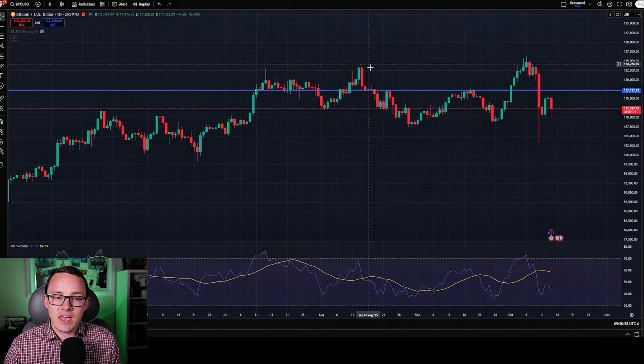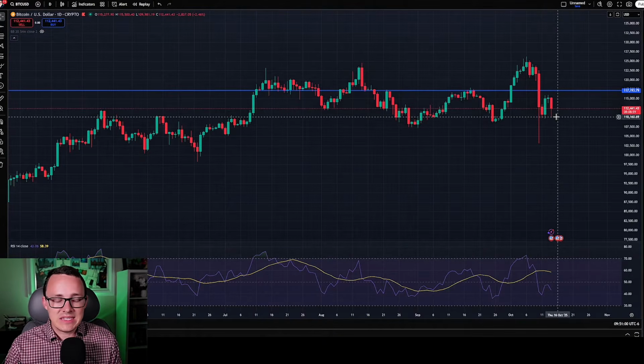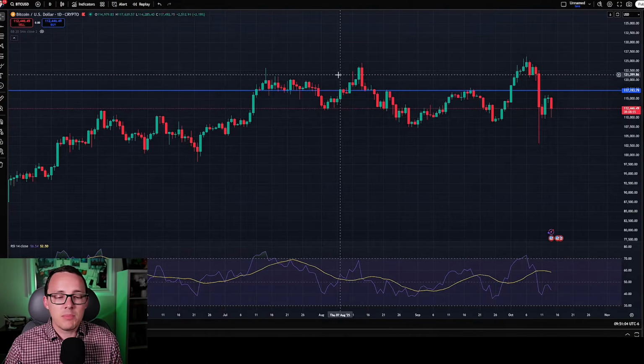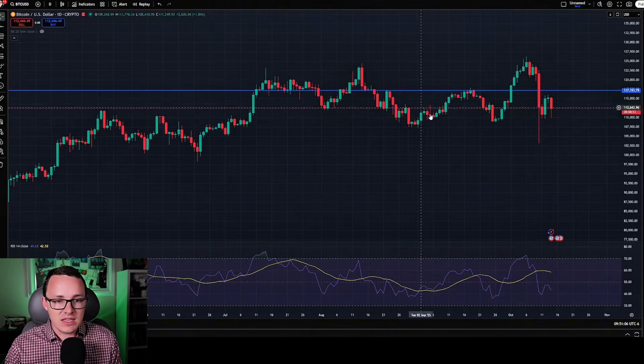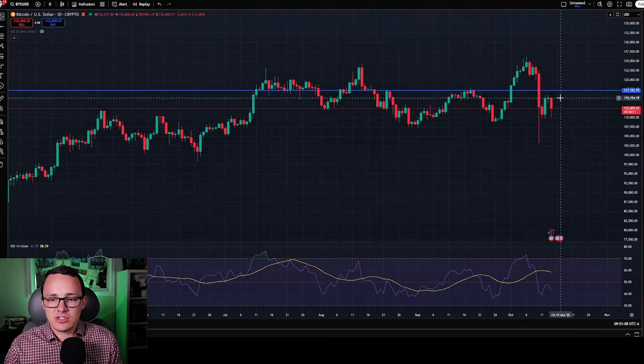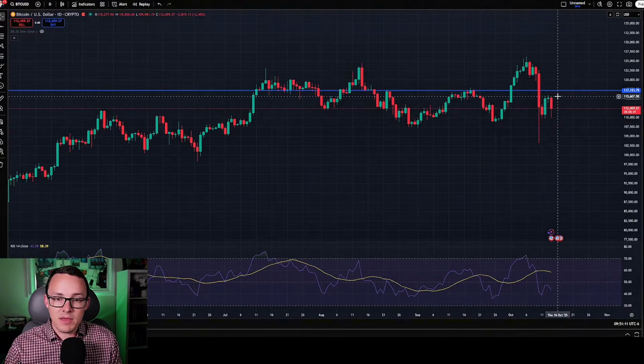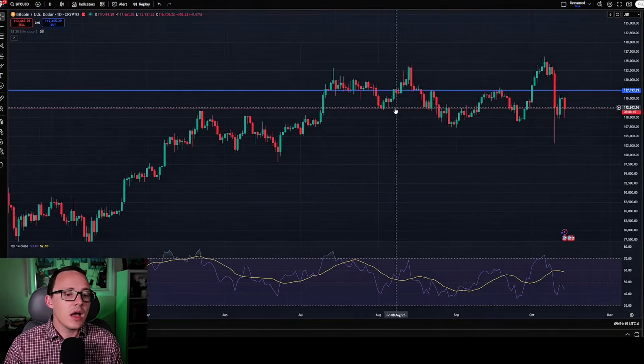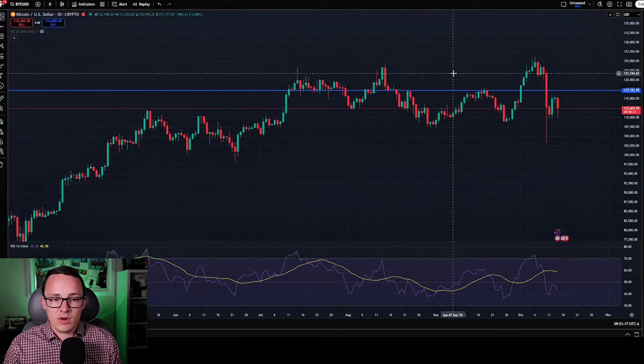Now, of course, you can move above and below it, as we have seen. It is not an immutable wall that you cannot get through, but hopefully, as you can see, it does provide some indication of where we might see price stop out. It's not a guarantee, but it is potentially an indication. So that is the key with support and resistances.